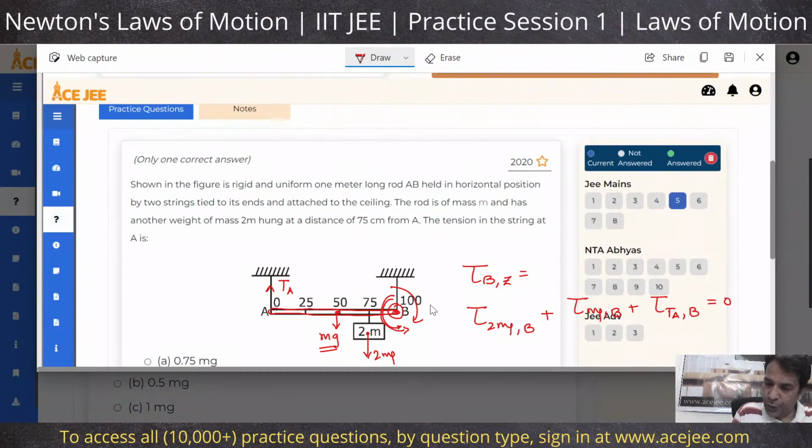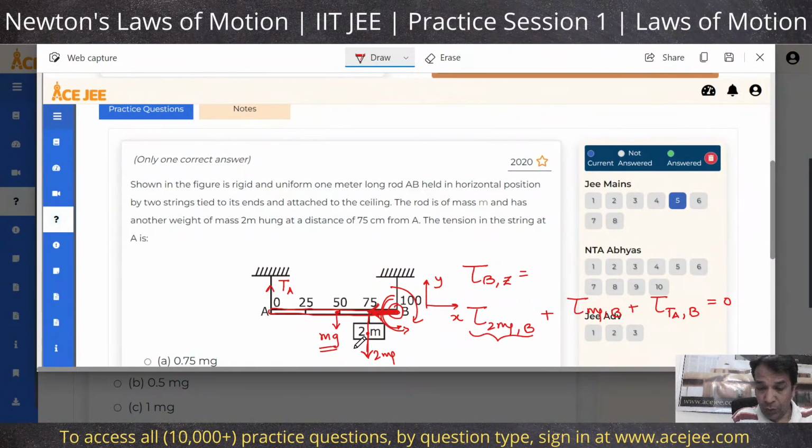Okay, so if you assume that this is my x, this is my y, and z is pointed out of the screen, then torque due to this is r cross F. What is r? r is this distance. Correct, beta? r is this distance. F is acting downwards, right, beta? Yes, sir. Okay.